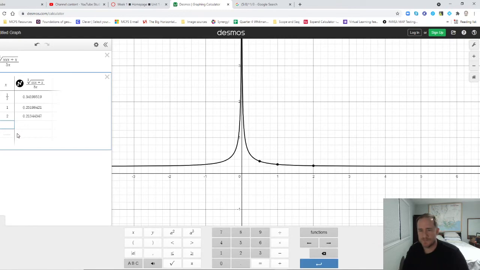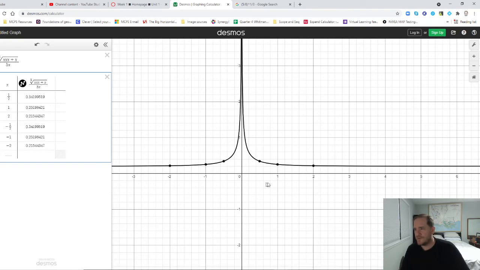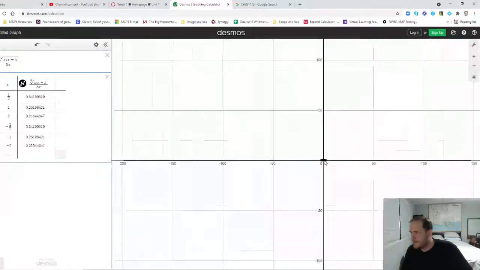Okay, whatever. If we did negative a half, you see we get that symmetry. I was right about the even symmetry at least. -1, -2, plotting those points, those mirror images, we definitely see that even symmetry emerging.